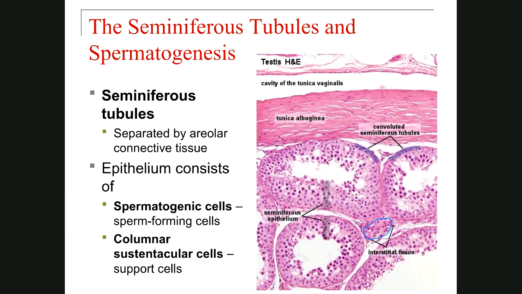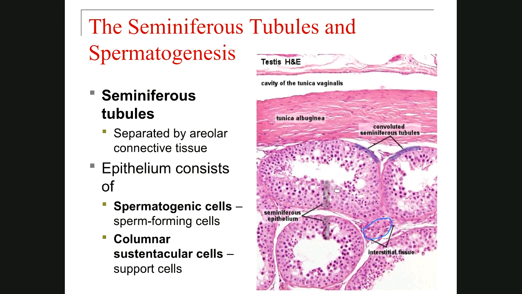Now, I want to talk about this seminiferous tubule itself. This seminiferous tubule is covered by the areolar connective tissue or loose connective tissue from outside. And you can see a stratified epithelium in seminiferous tubule. This stratified epithelium is composed of two different types of cells.